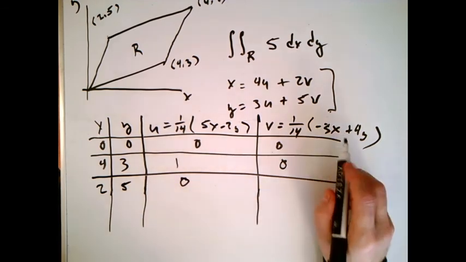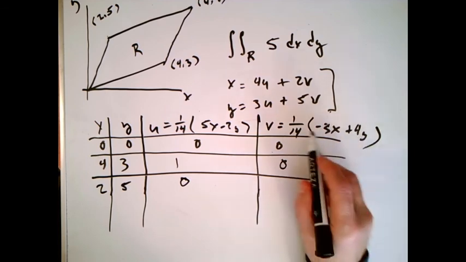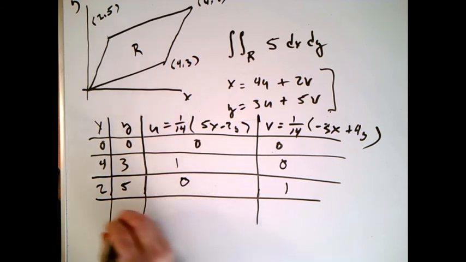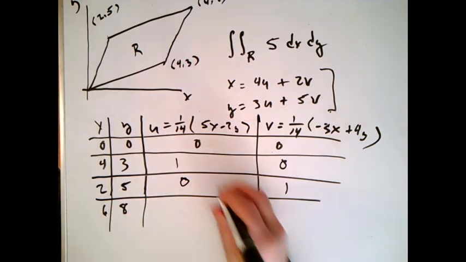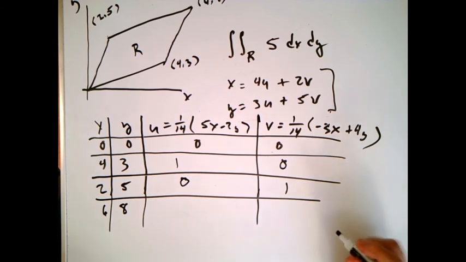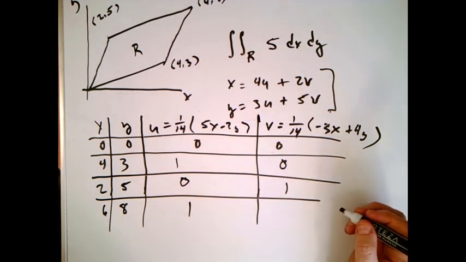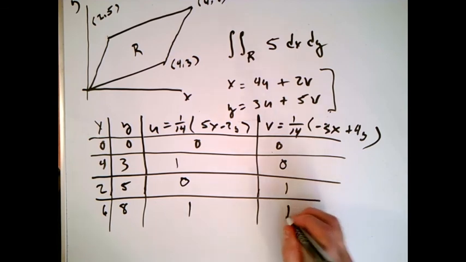When I put a 2 right here and a 5 right here, that's minus 6 plus 20, that's 14. 14 divided by 14 is 1. I get that. And when I plug in 6, 8, this is a linear transformation. I should just get this point plus this point, but we'll see. I'm going to get 30 minus 16, that's 14. 14 divided by 14 is 1. I get minus 18 plus 32, that's 14. 14 divided by 14 is 1.